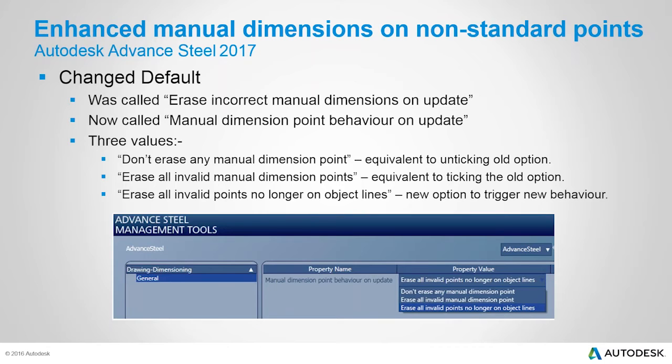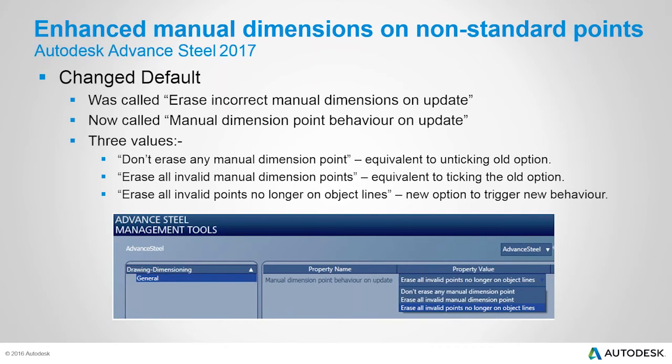There used to be a default. It's all controlled by the defaults as always. And the default used to be called erase incorrect manual dimensions on update. Well, they've changed that now. It's now called manual dimension point behavior on update. Instead of just being a tick on or off, it's now got 3 values. So the first value is don't erase any manual dimension point. And this is equivalent to taking the tick out on the old option. Some people do that. It's a little bit risky because you could leave an incorrect dimension on the drawing, and you have to track that down and find it and move it.